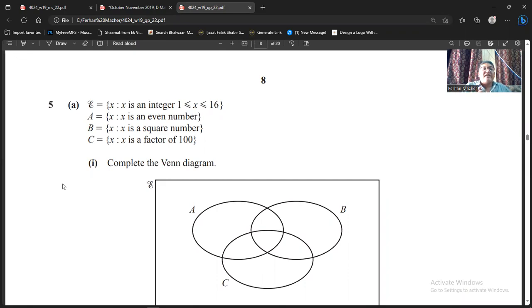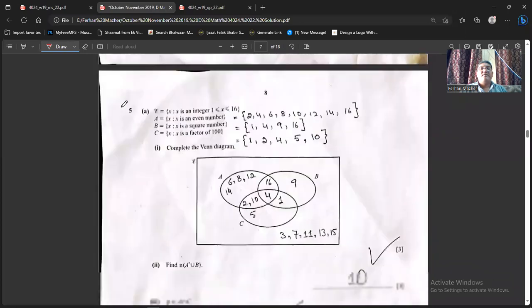B is x is a square number, so B will be 1, 4, 9, and 16. And x is a factor of 100, so C will be the factors of 100: 1, 2, 4, 5, 10. Let me show you. I've written them.